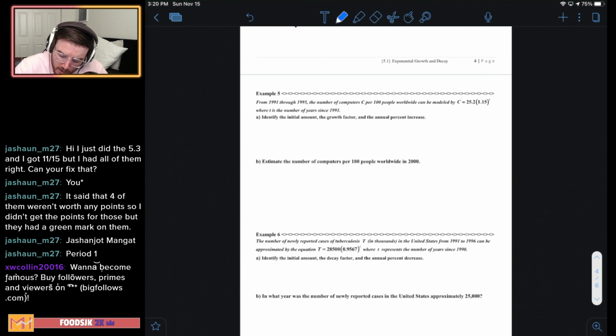So from 1991 through 1995, the number of computers, C, per 100 people worldwide can be modeled by this, okay? So, let me just plug this in to Desmos. Why not, right?